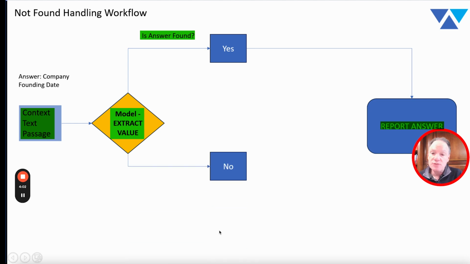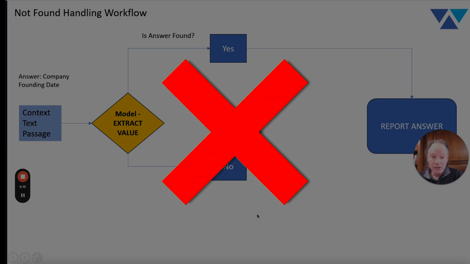So the real decision path that we want to start to walk down is the no path. We want to be able to first and most importantly determine, okay, we passed a model over this context passage. The company founding date is not there. So that's the first thing, we want to come to that determination in this workflow. No answer has been found.